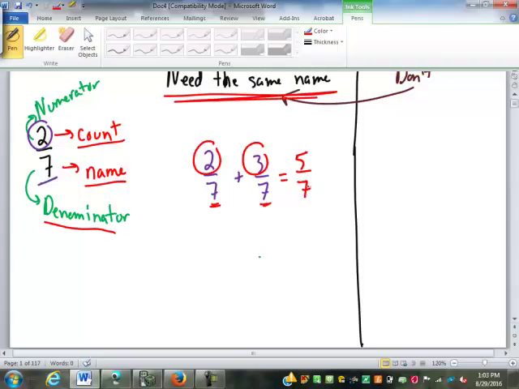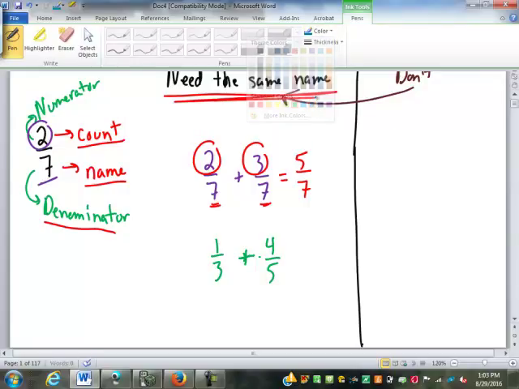Exact same rule as we would use for any other form of a number. Now, what if I had 1/3 plus 4/5? Can I add those the way they're written? No, right now they have different names. We would have to give them the same name, or give them common denominators, which we'll look at again after a little bit more time.